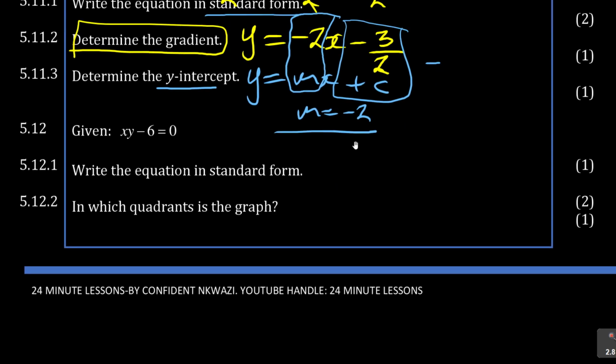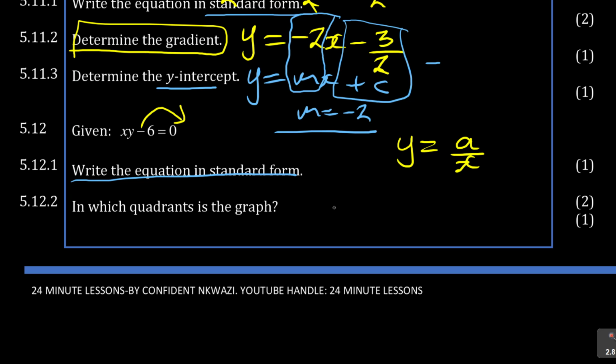Alright, and then the last one on this says, given xy minus 6 equal to 0, write the equation again in standard form. Standard form meaning take 6 to the other side first. Remember, the standard form says y is equal to a over x. X must be at the bottom.